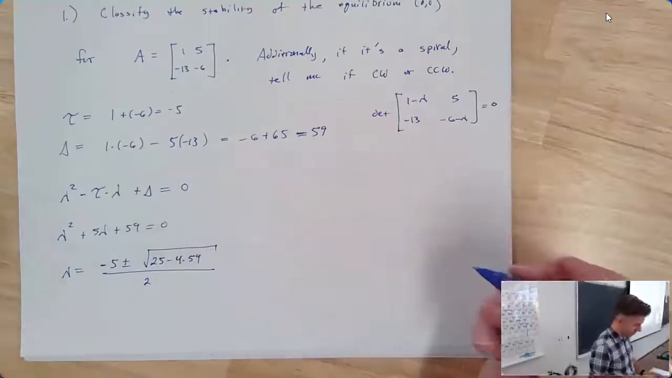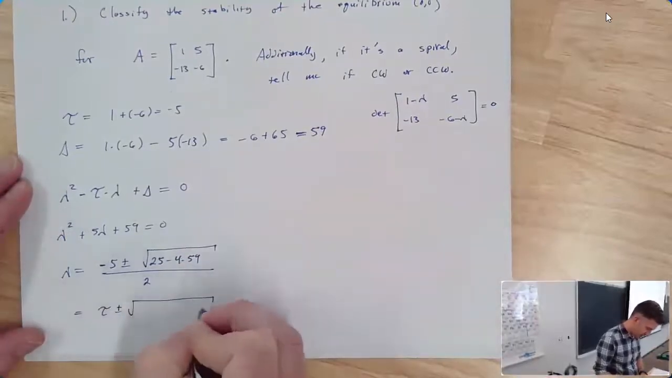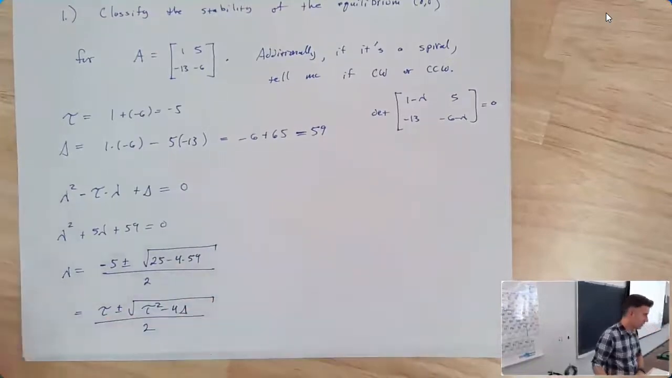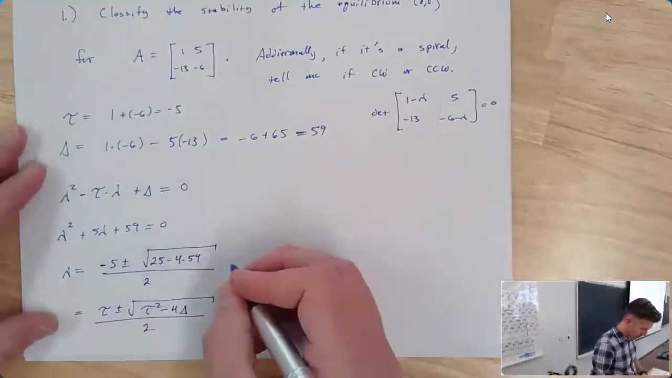Which I will point out is always going to be the trace plus or minus the square root of the trace squared minus 4 times the determinant, all over 2. That always works, so that is a nice way of doing it. Also, you don't have to go through the whole thinking about the formula every time, but whatever. In either event, this is going to be imaginary or complex.